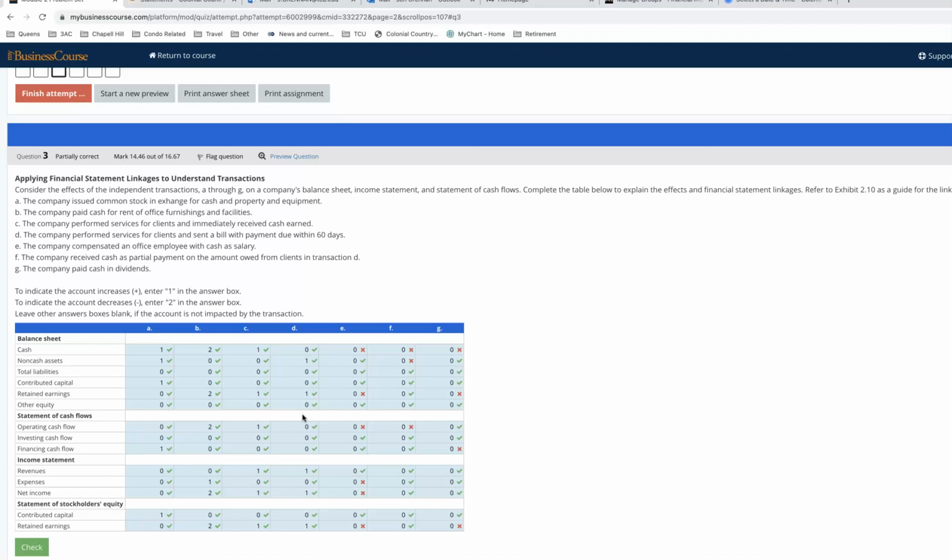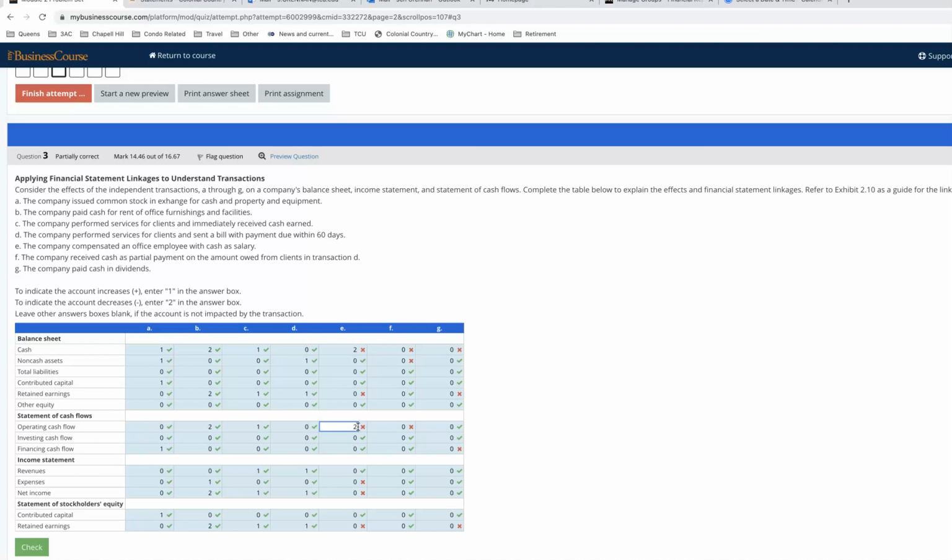The company compensated an office employee with cash as salary. Okay, again, let's look at this in two parts. We'll look at the cash first, and then we're going to look at the salary expense. Okay, cash goes down, so I'll show that as a decrease. When cash goes down, I need to come to my operating cash flow, show that as an outflow, and that cash won't impact the income statement or the equity by itself.